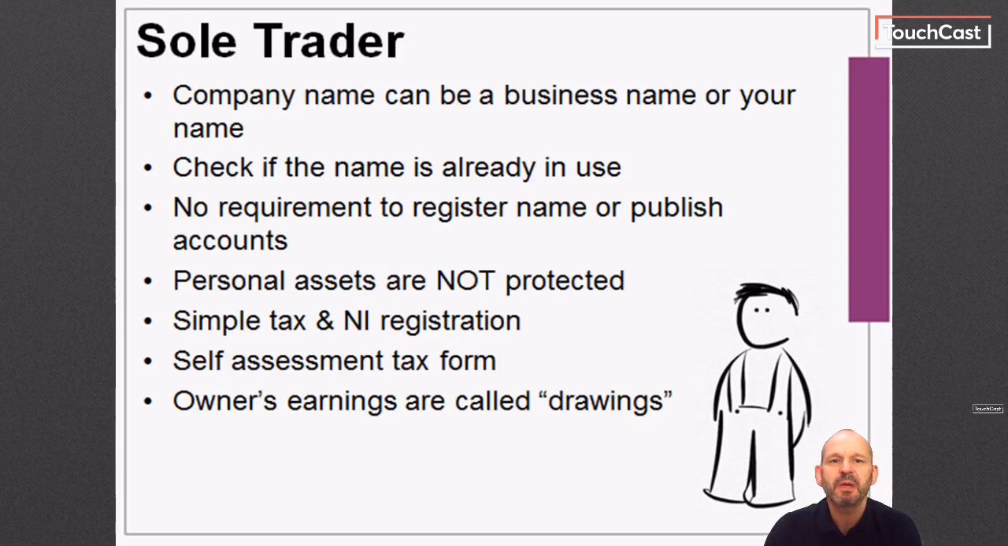The main aspects to be aware of are as follows. The company name can be a business name or it can be your own name, but you need to do an online search to make sure that the name is not already in use. With a sole trader, there's no legal requirement to register the business name or to publish financial accounts. Instead, you'll complete an online self-assessment tax return and submit this to HMRC, and this is where you'll pay your tax and national insurance contributions also. From whatever profits are left, the owner can draw earnings which are referred to as drawings.